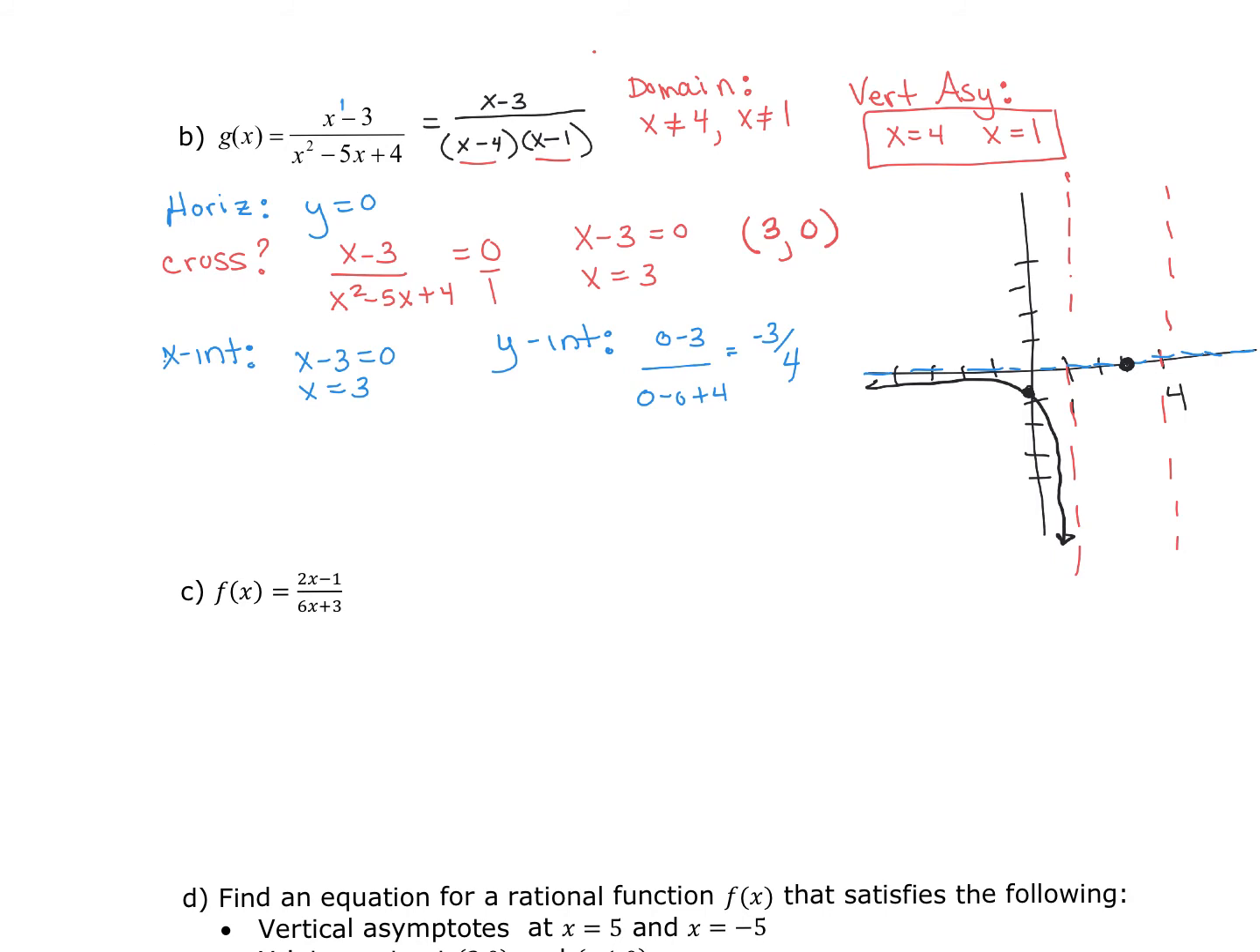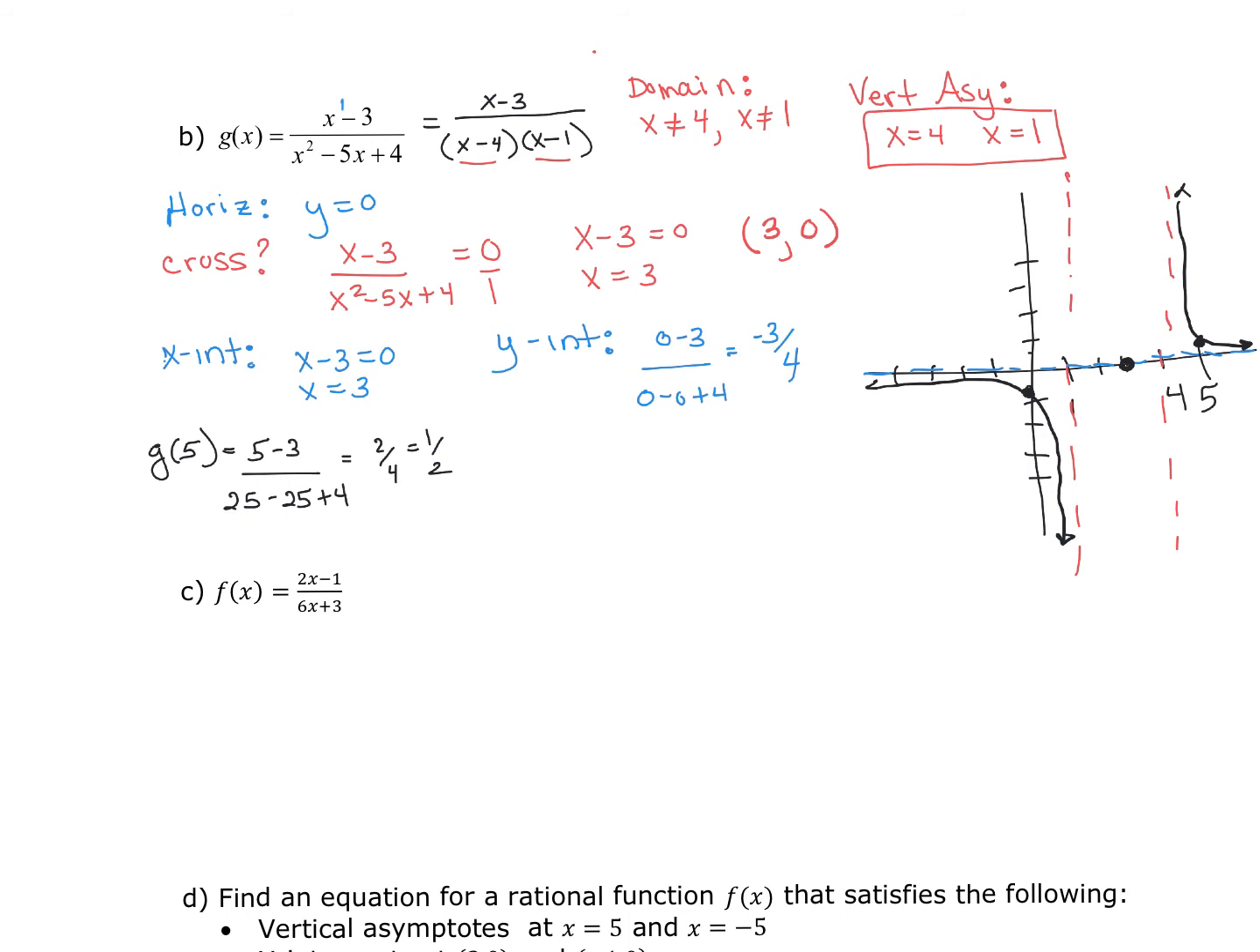So let's find the function value at 5. I'm choosing 5 because it's just over here to the right of the 4. And if I plug in 5, I get 5 minus 3 over 25 minus 25 plus 4, or 2/4, or a half. So I'm going to put the point right here, and I can now tell that this piece goes like this.